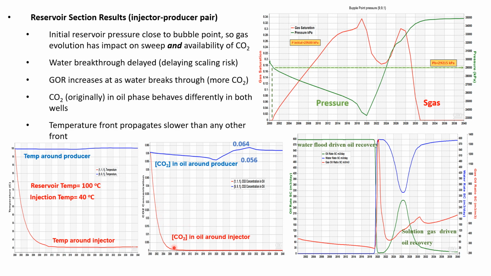Figure number 4 shows the temperature behavior around the producer and around the injector. As we see here, the reservoir temperature in my model is 100 and the injection temperature is 40 degrees. So at the producer, the temperature does not change. At the injector, the temperature declines from 100 to about 40. This behavior around the injector increases the CO2 dissolution in water and the dissolution of calcite mineral.